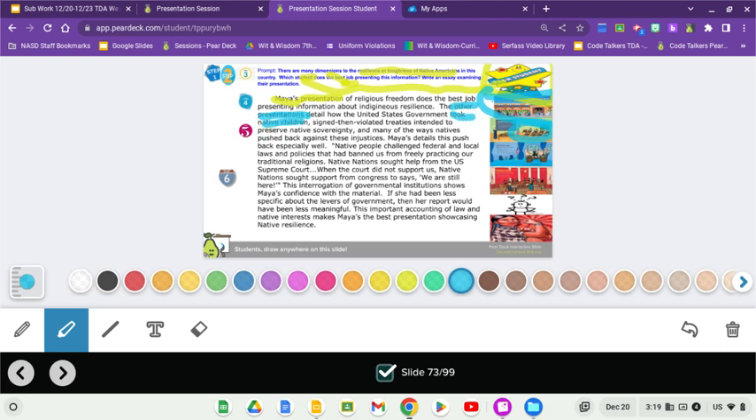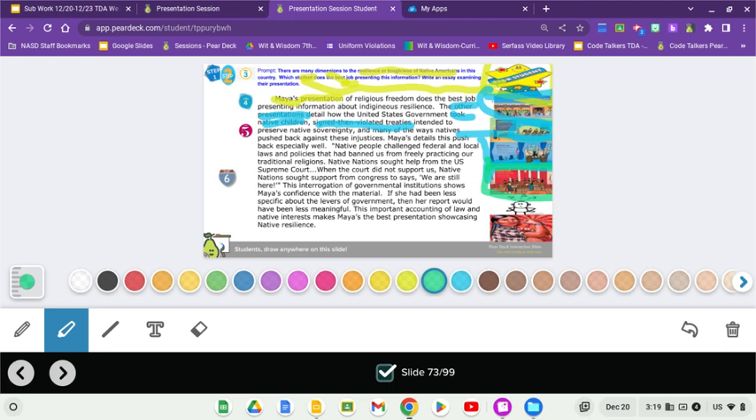Signed and then violated treaties. Well, I can see that in this picture here. There they are signing the treaties, which they eventually violate. And many of the ways Natives pushed back against these injustices. Maya's details. I'm going to switch over to green for this and put a block around the bit that's Maya's presentation, which is about religious freedom and battling for it in the Supreme Court.